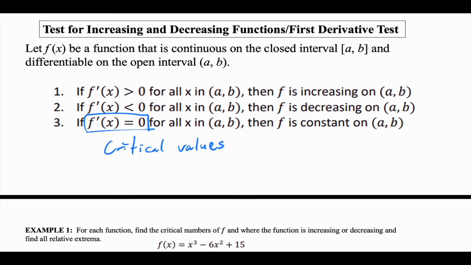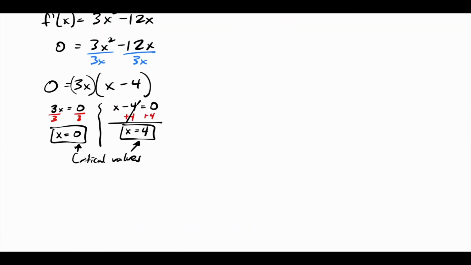Okay? The first derivative test says if your derivative is positive, it's increasing. If your derivative is negative, it's decreasing. If your derivative is 0, it's a critical value. Well, we already found the critical values. Okay? So this is what it's going to look like.